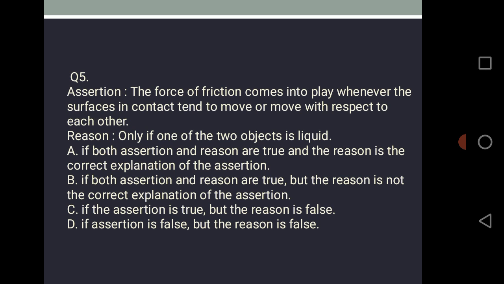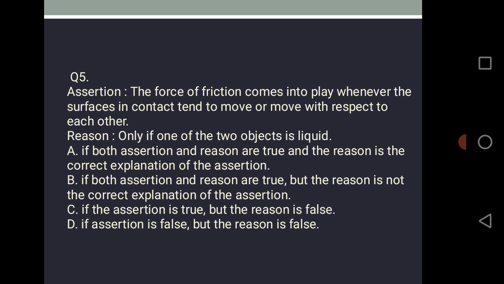For this, options are option A, if both assertion and reason are true, and the reason is the correct explanation of the assertion. Option B, if both assertion and reason are true, but the reason is not the correct explanation of the assertion. Option C, if the assertion is true, but the reason is false. Option D, if assertion is false, but the reason is also false.